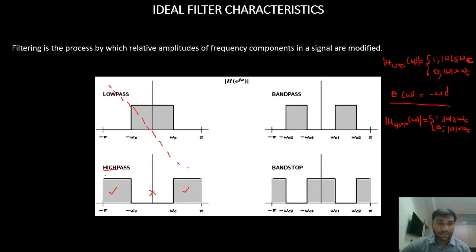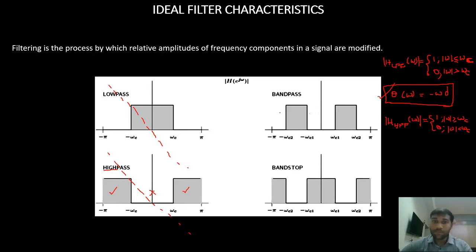And the phase characteristics will look very similar to what we had. So the phase is given by theta equals negative omega d. So for all these filters, the phase is same. It is a linear filter. All these filters are linear phase filters. So the phase is given by theta of omega equals negative omega d.